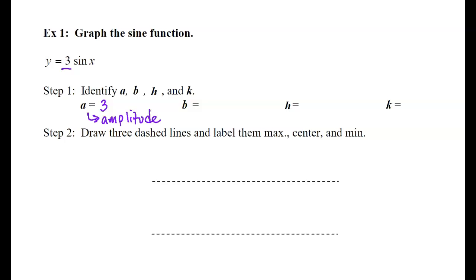What is your B value? Hmm. Remember, B is the variable right, or the number right in front of the X. So is there a number right now directly in front of our X? No. So there's actually an invisible what? 1. Our B value here is 1.